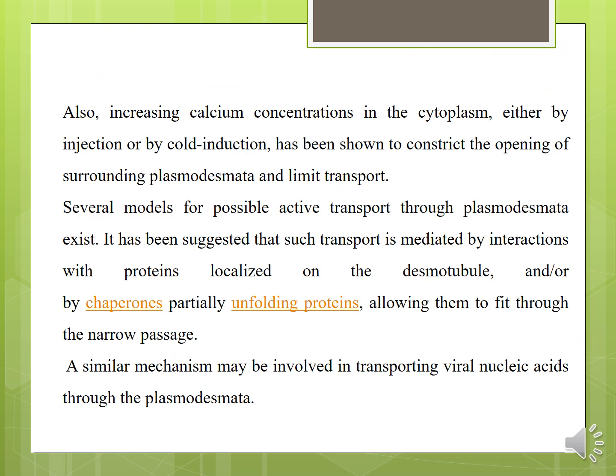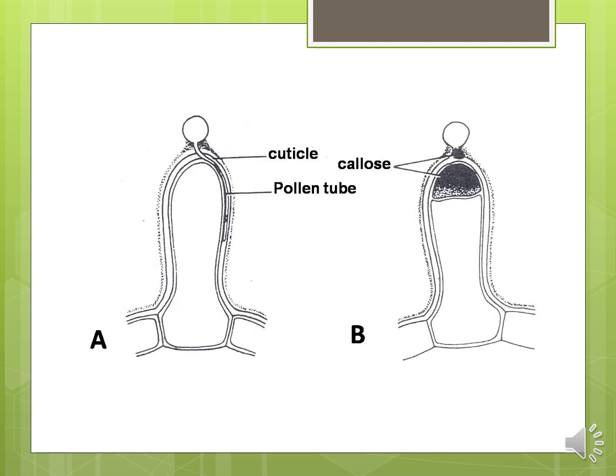Likewise, it is suggested that such transport is mediated by interactions with proteins localized on the desmotubules, by chaperones, partially unfolding proteins, allowing them to fit through the narrow passage. And a similar mechanism may be involved in transporting viral nucleic acid through plasmodesmata. So this is the callose formation, which is formed at the neck of the plasmodesmata.